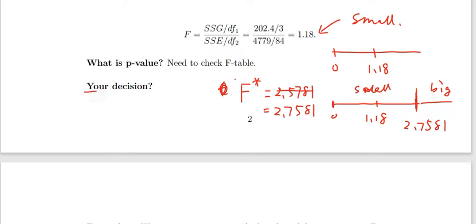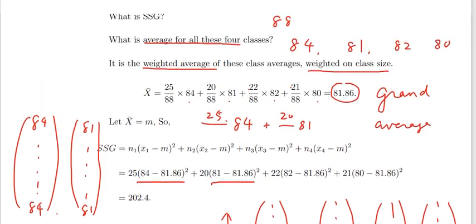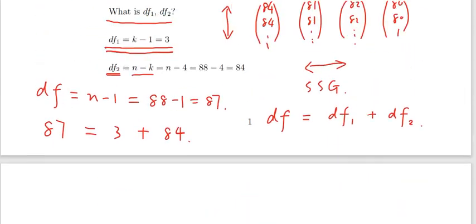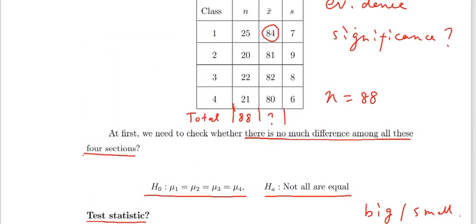Okay, so then we can make our decision. This number is small, which means the difference is small. So we can go back to our question. We can say those 4 classes do have some difference, but such a difference is not so significant. It's small.